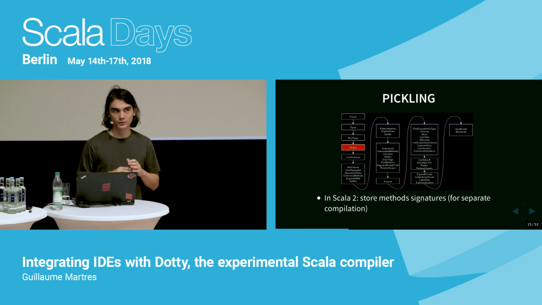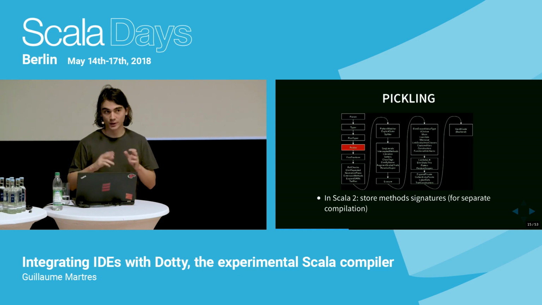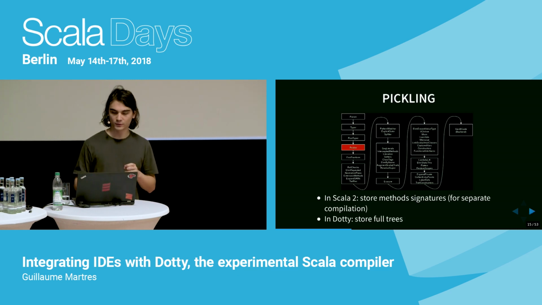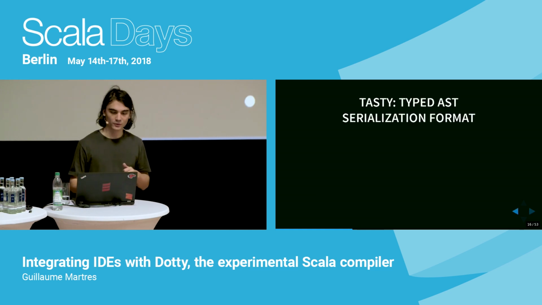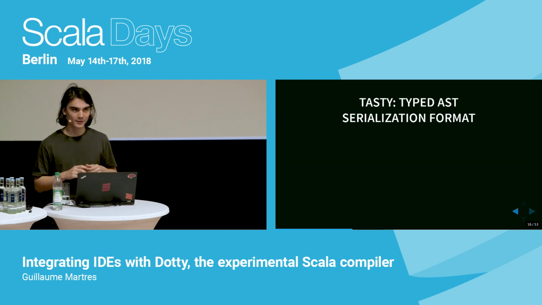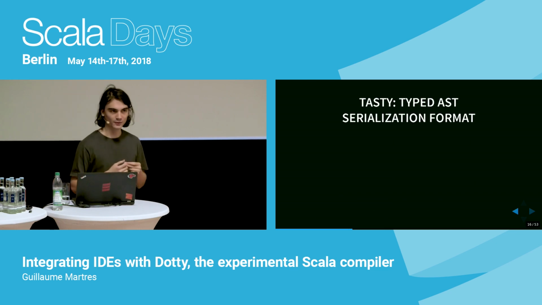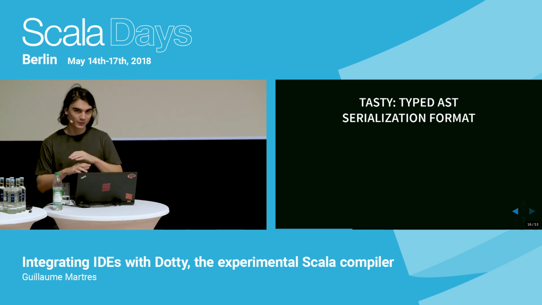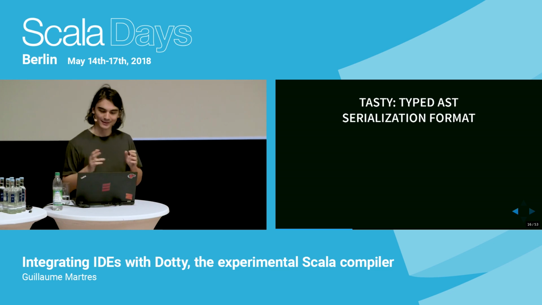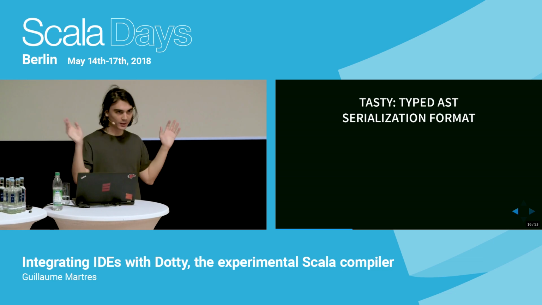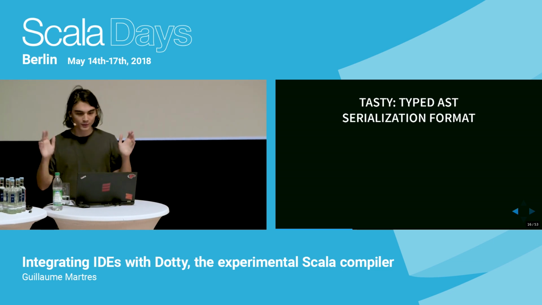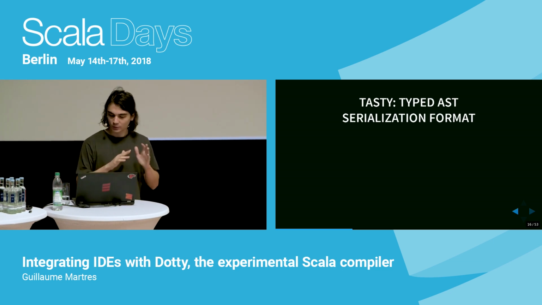In Dotty, we do the exact same thing, but we go further. Instead of just storing the signatures, the API of your classes, we store the complete type checked trees, and this is called Tasty. So Tasty, if you've seen the keynote of Martin's, is this amazing thing that is going to solve all problems in Scala. Like gives you binary compat between Scala 2 and 3 and automatically gives you JS and whatever. But here we're mostly interested in what it has to do with IDEs.